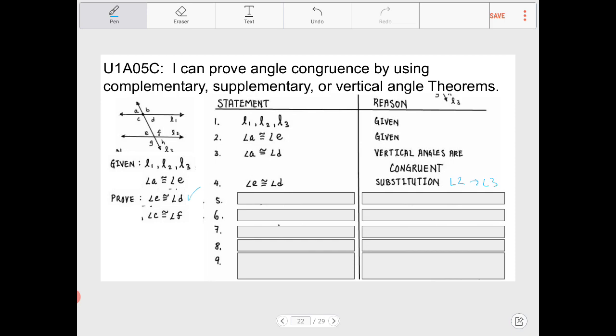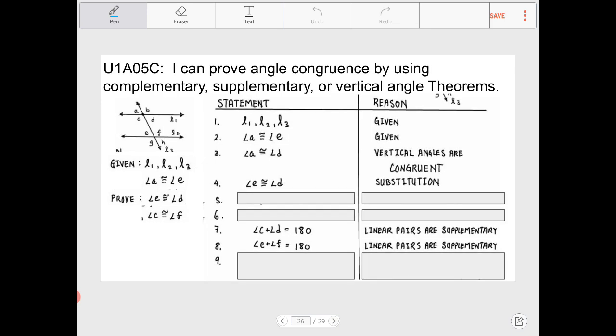Next, we're trying to prove that E and F are going to be congruent. So I established, or I had used, that supplements of congruent angles are congruent. In order for us to use that, we need to first establish which angles are going to be supplementary to one another. I know that angle C and D are going to be supplementary because linear pairs are supplementary. I also know that E and F are going to be supplementary because, again, linear pairs are supplementary.